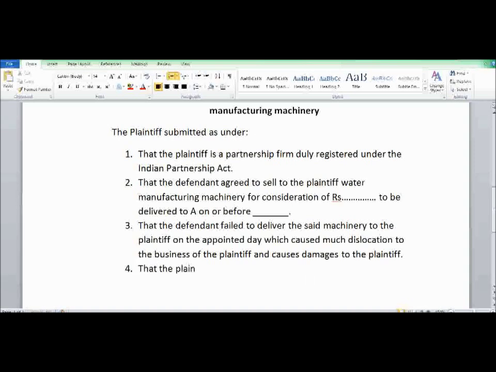The plaintiff was all the time ready and willing to perform their part of the contract.